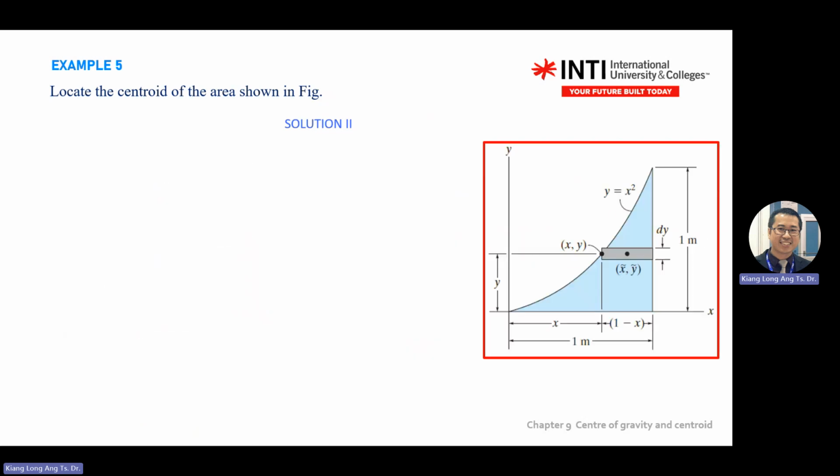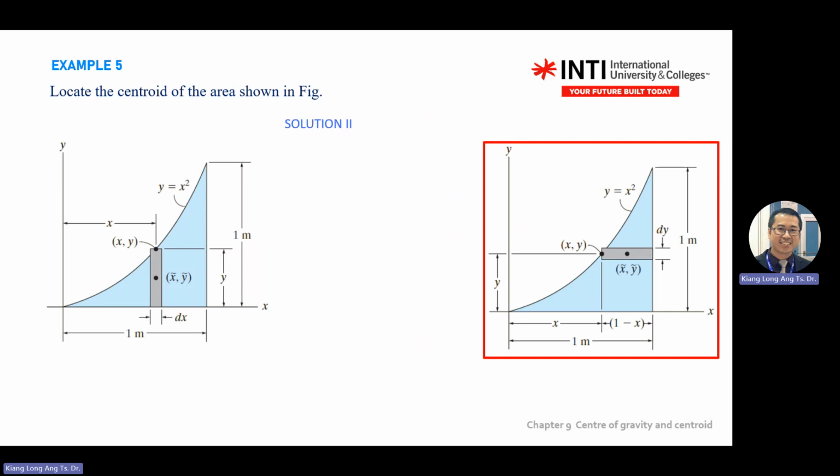Okay. So for the second method, you can see the differences left and right. The second method is the horizontal rectangle. What is different is the location of the first one. You only need to find the differential element and the location of the differential element. So this is the element.